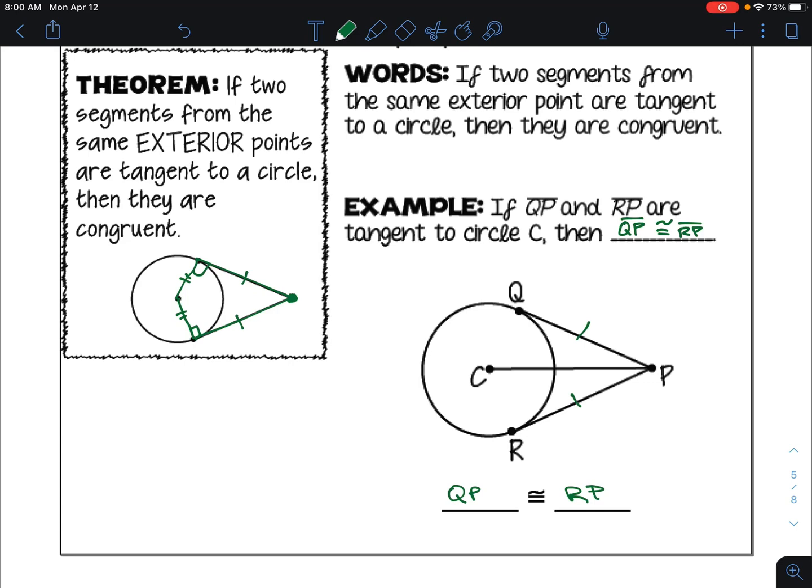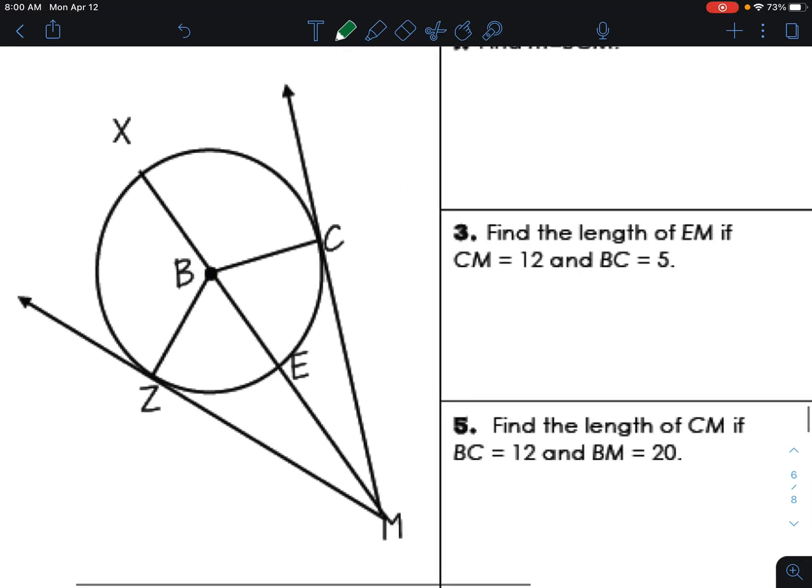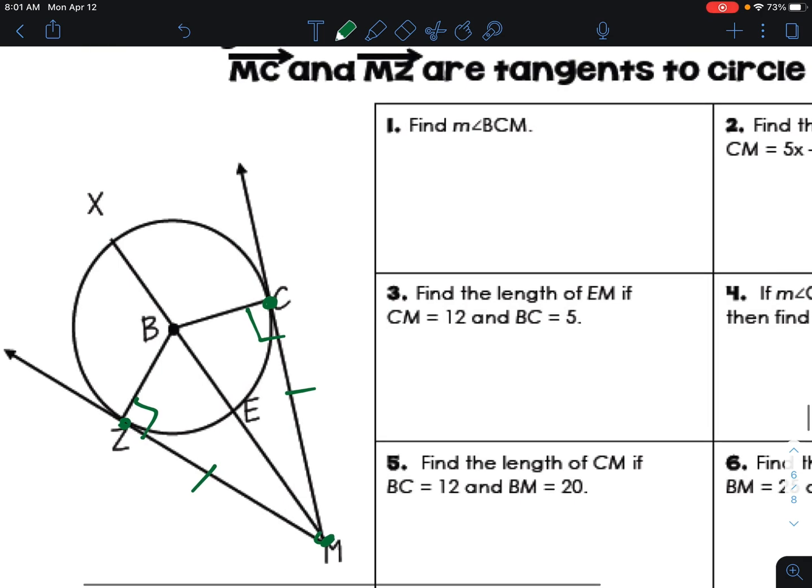All right, so let's apply our knowledge. Use the diagram below to answer the following questions. MC and MZ are tangents to the circle. So MC, I know this distance right here is congruent to this one. I also know if they're tangent, I have the right angles here, which has right triangles, right? So find the measure of BCM. Well, we just put that in there. BCM, B to C to M. That's 90 degrees because the tangent line and the radius are perpendicular.